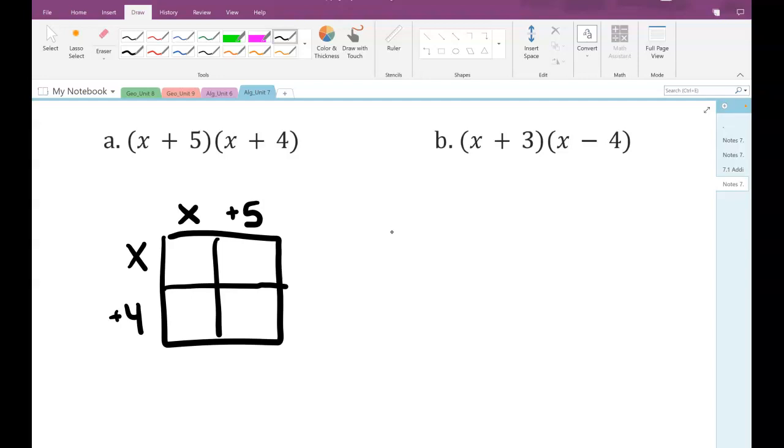Since our initial operation was multiplication, we are going to multiply into each one of these tiny squares. So we're going to take x times x, that's x squared, so that goes in this box. We're going to take 5 times x, we get 5x, that goes in that box. We take x times 4, put it in this box, we get 4x, and then we get 4 times 5 in our last box, and that's 20.